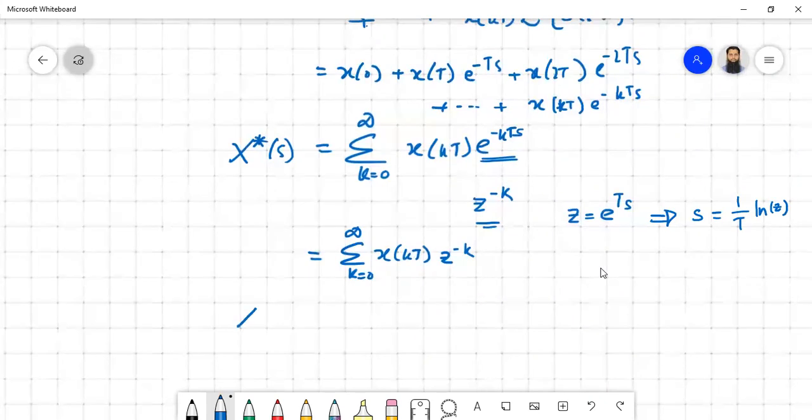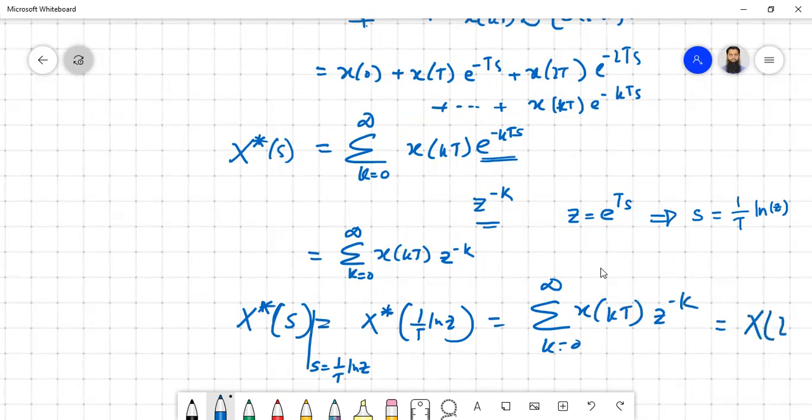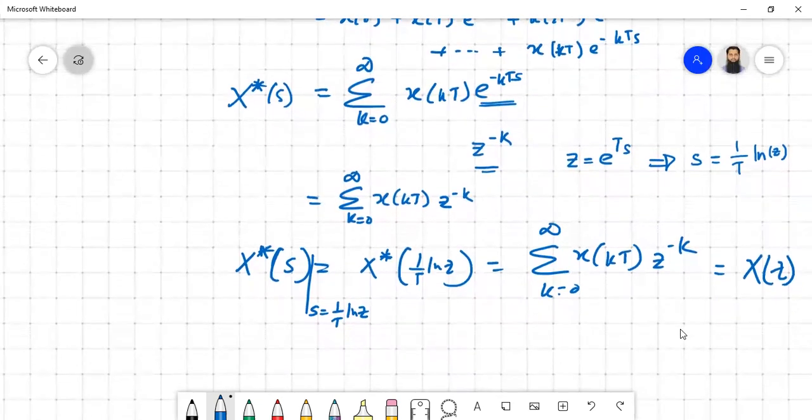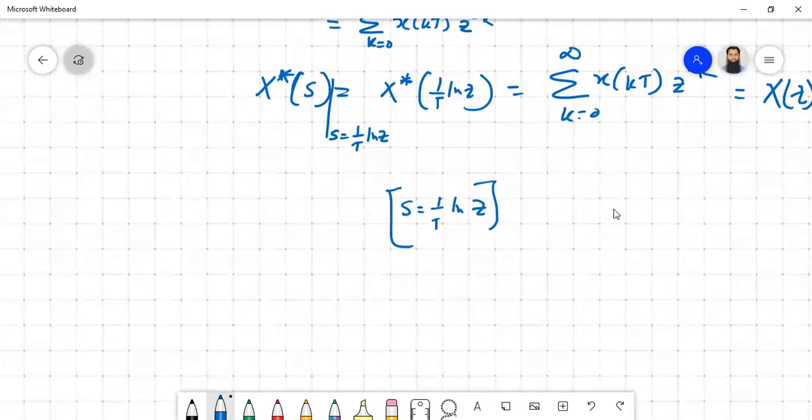If you replace s with that condition, s equal to 1 by T ln z, in X star, it gives you the summation of k equal to 0 to infinity x(kT) z to the power minus k. Eventually, this is nothing but your Z transform. So as you can see, in this special case of the Laplace transformation, with the condition that s equals 1 by T ln z, we get the Z transformation. This outcome will be really helpful in the future, because we are very familiar with the Laplace transformation, so if we can take advantage of it, that would be really great.